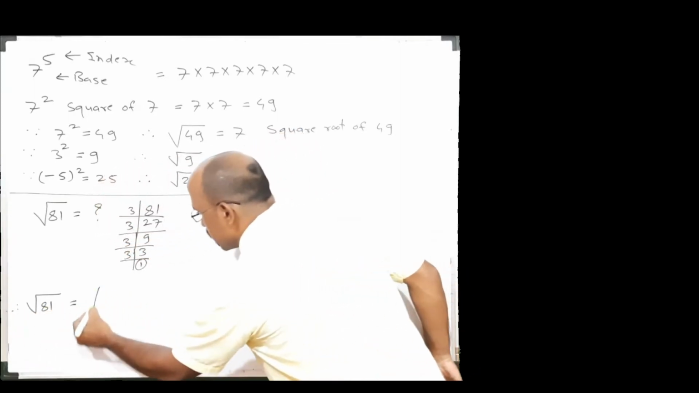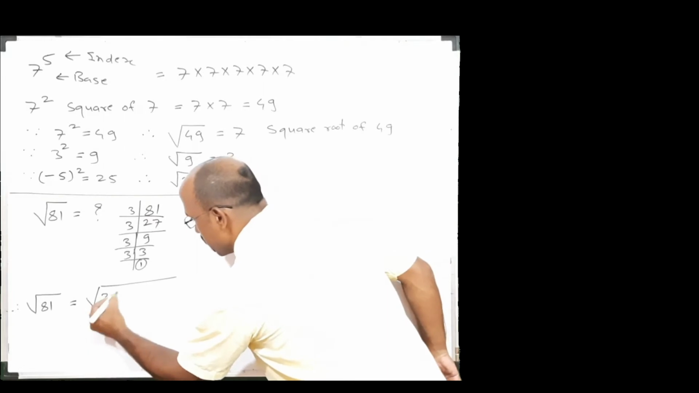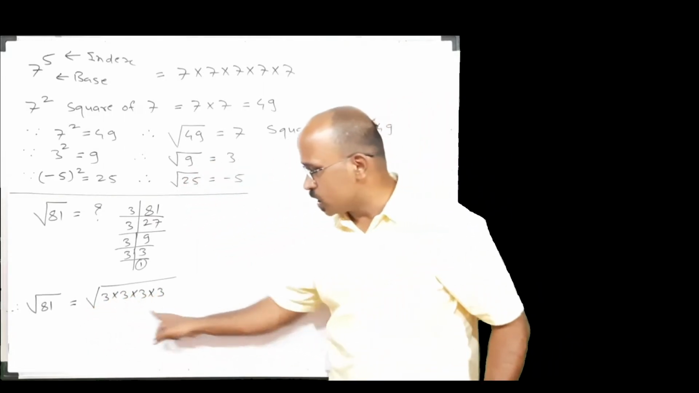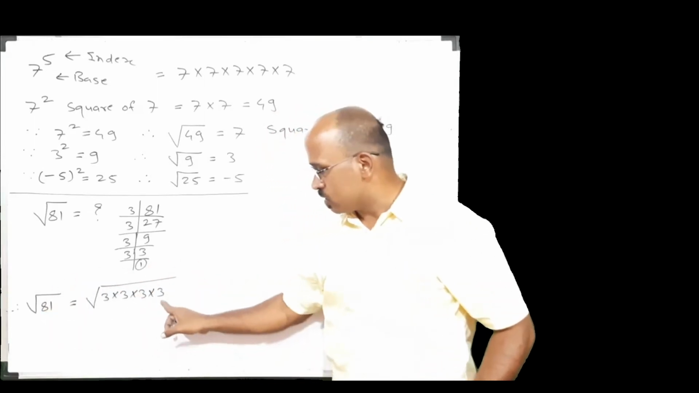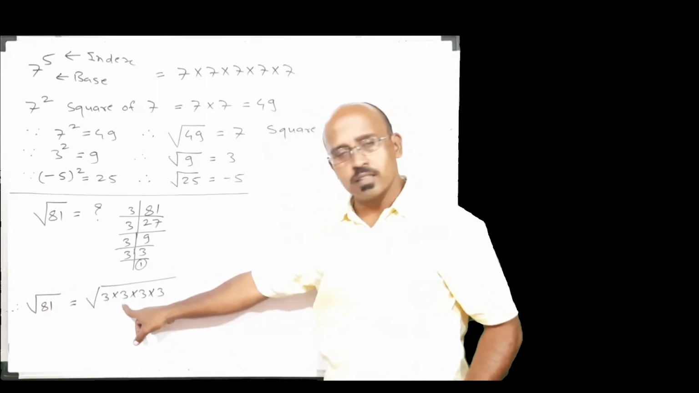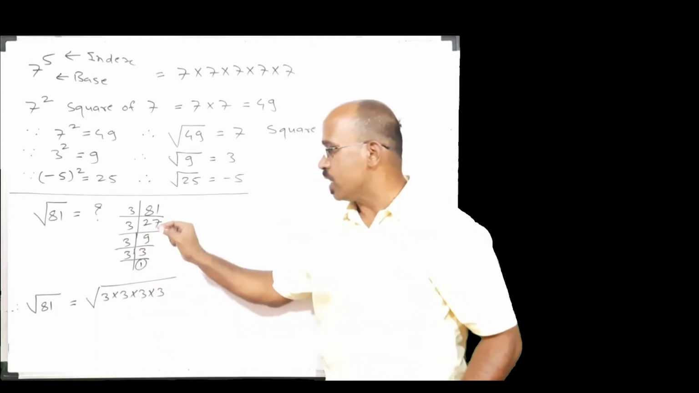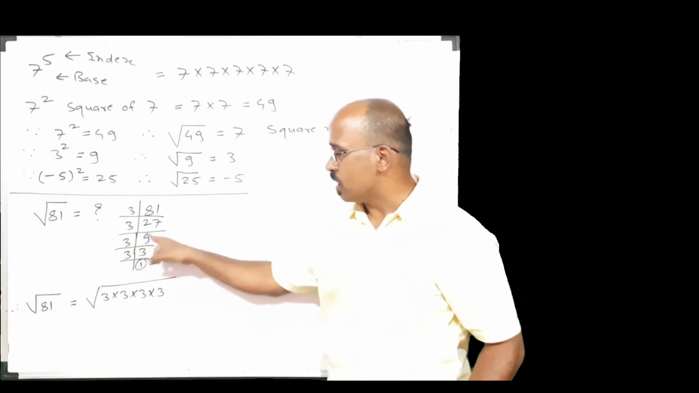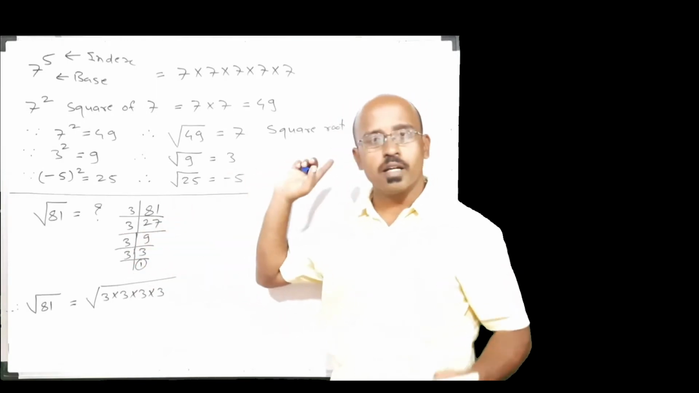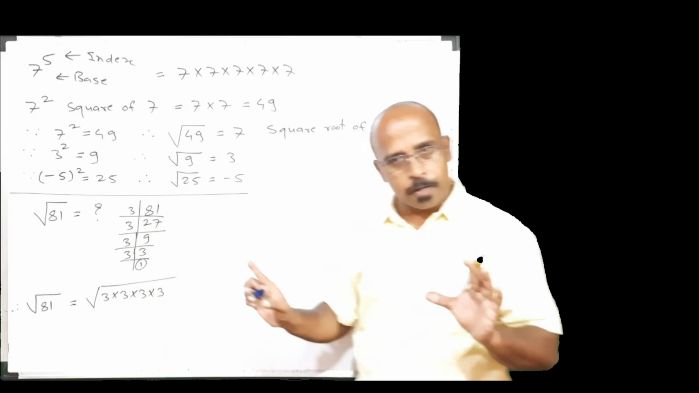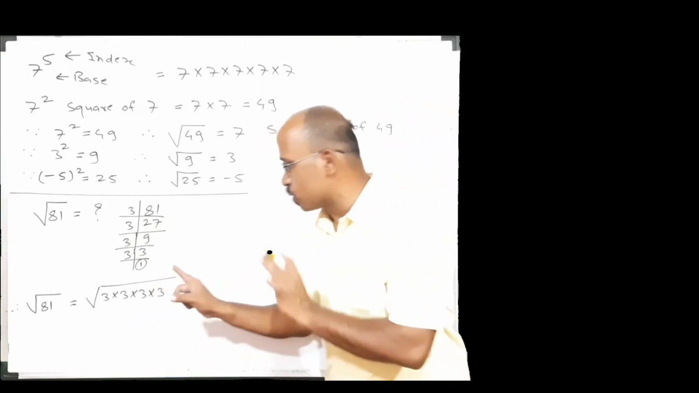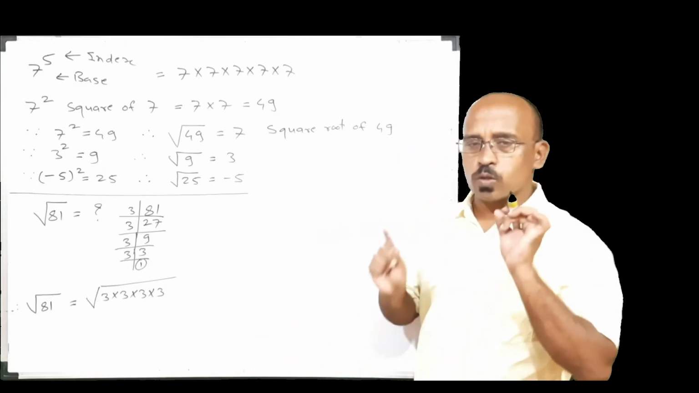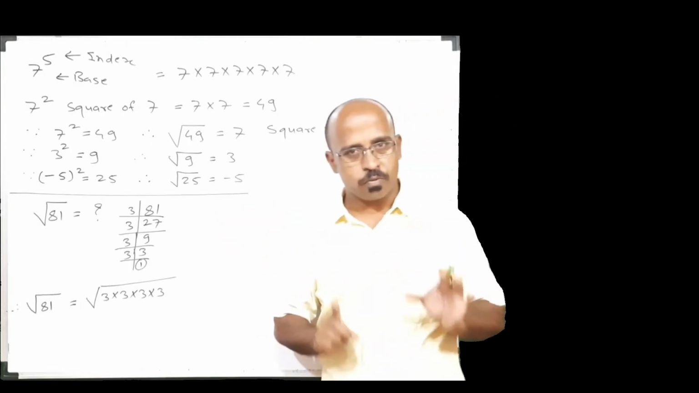So root 81 we can write as the square root of 3 multiplied by 3 multiplied by 3 multiplied by 3. Right? Because this multiplication is nothing but 81. 3 3s are 9, 9 3s are 27, 27 3s are 81. Clear friends? So root 81 is equal to the square root of 3 into 3 into 3 into 3. Done. So our first step is to factorize the given perfect square number.